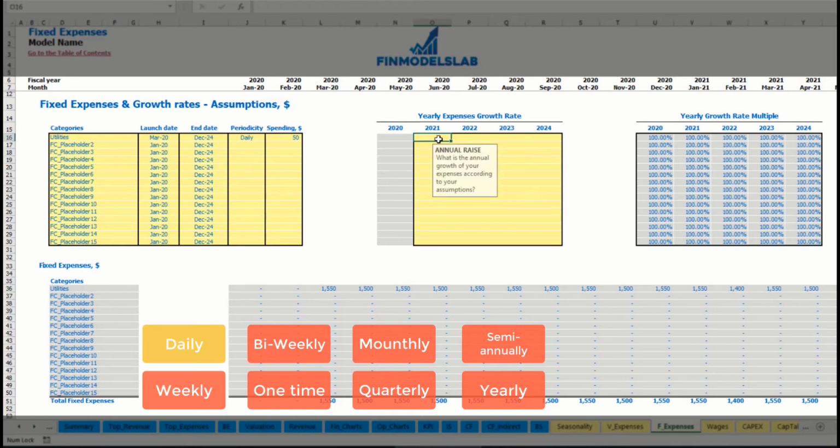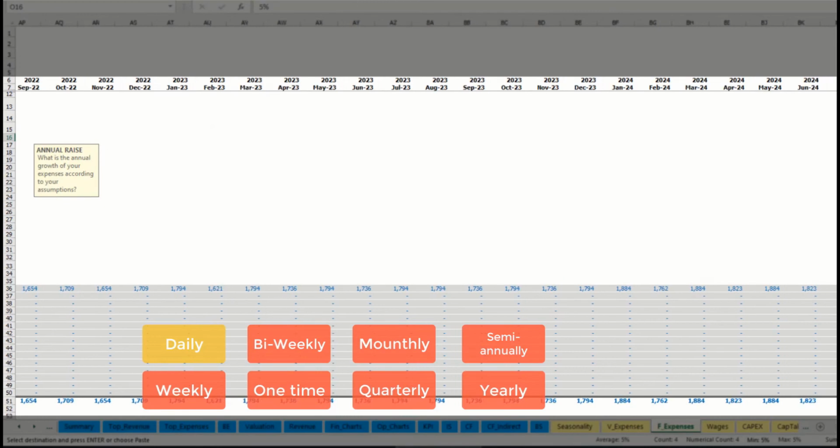Also, you have the ability to input some growth rate year over year. Once you input this growth rate, you will see that your utilities will grow year over year.